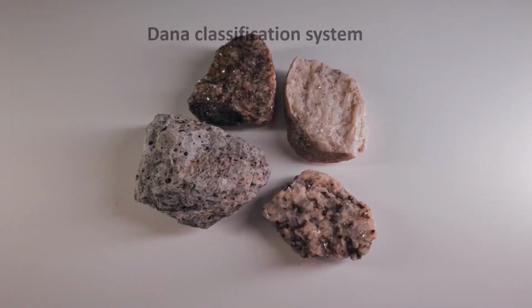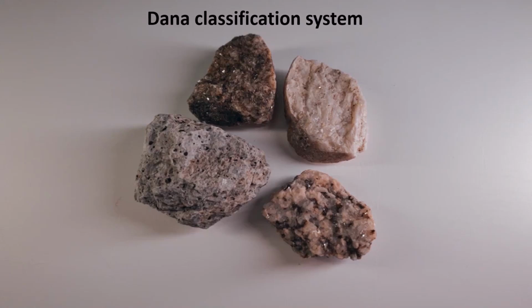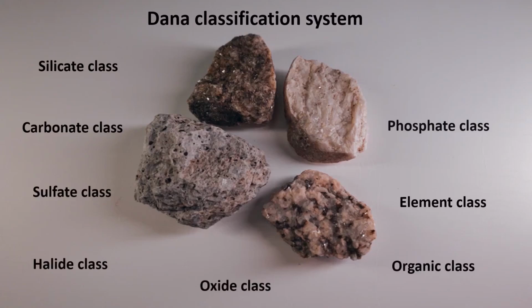On the other hand, based on the major anion group present, and in approximate order of their abundance in the earth's crust, we follow a different way of classifying minerals. One of the famous systems is the Dana classification system. In the Dana classification system, the minerals can be classified into 9 categories. Number 1 is silicate class, then carbonate class, sulfate class, halide class, oxide class, sulfide class, phosphate, element, and organic.